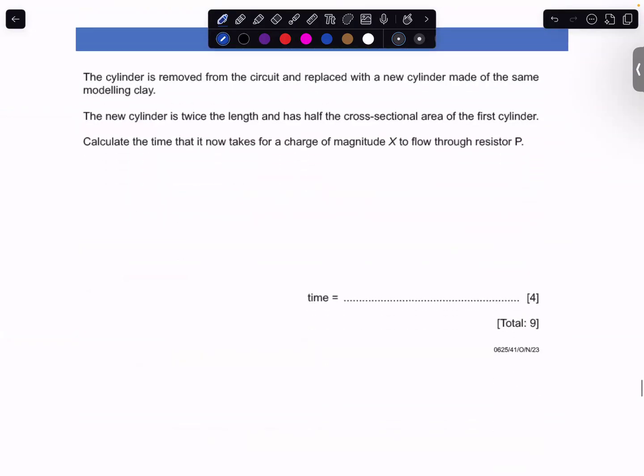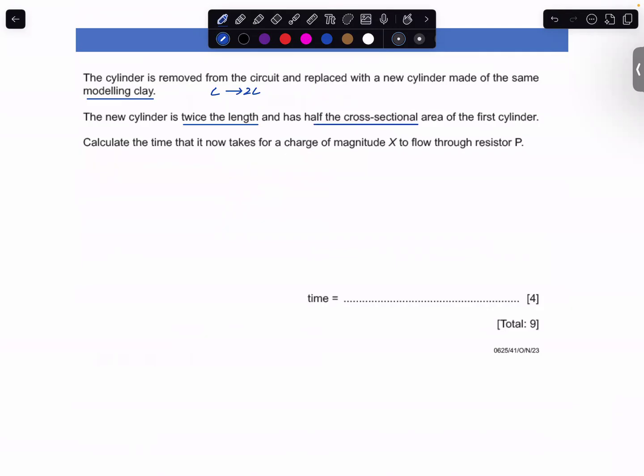The cylinder is removed from the circuit and replaced with a new cylinder made of the same modeling clay. It means the material will be the same, but the shape will be new. Because it's given the new cylinder is twice the length. If the previous cylinder has length L, then the new cylinder will have length 2L and half the cross-sectional area. The old cylinder has area A, and the new cylinder area is A by 2.